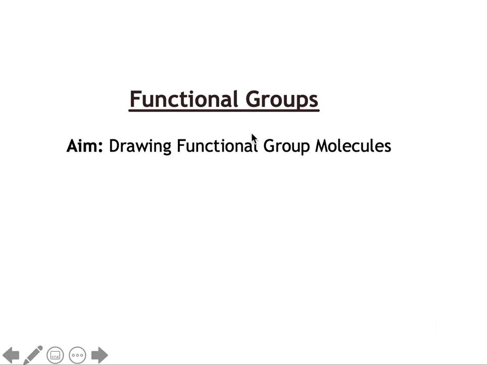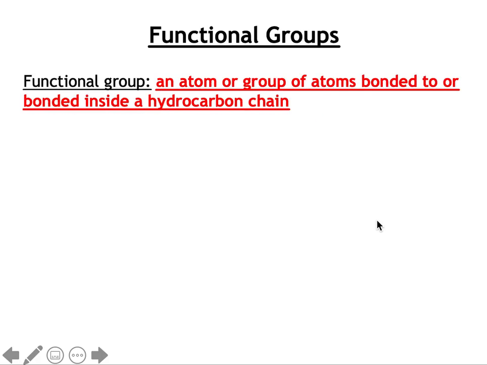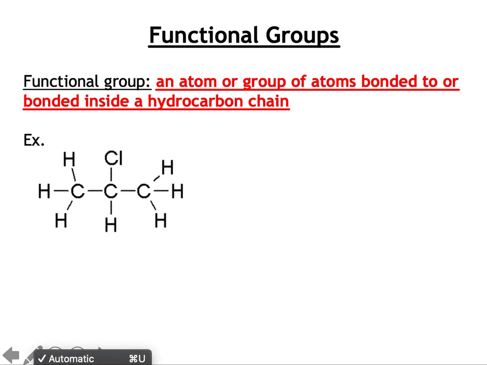But today is all about these things called functional groups. A functional group is just a fancy term for an atom or group of atoms that's bonded inside a hydrocarbon chain. So remember, hydrocarbons are just compounds that contain hydrogen and carbon. So if we stick a different atom or group of atoms into a chain of carbons, we call that a functional group. So for instance, this chlorine is a functional group because it's attached to the hydrocarbon chain.